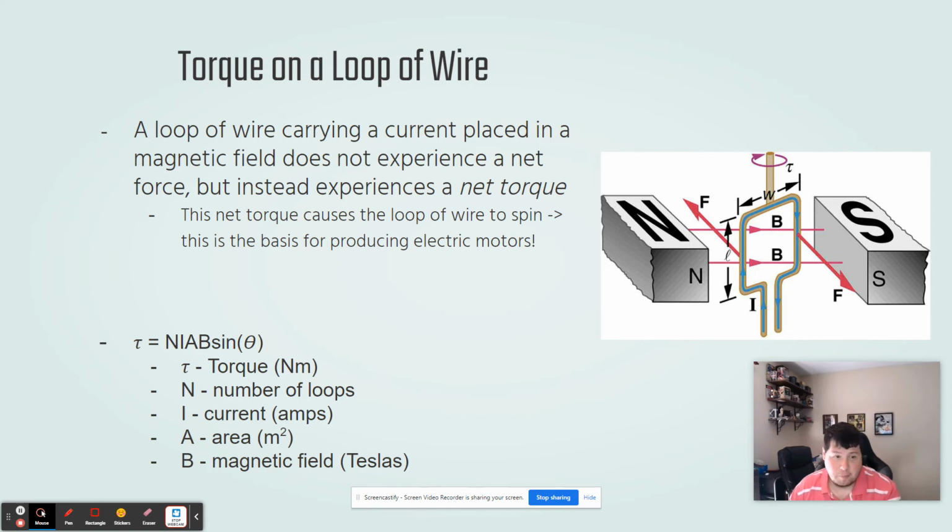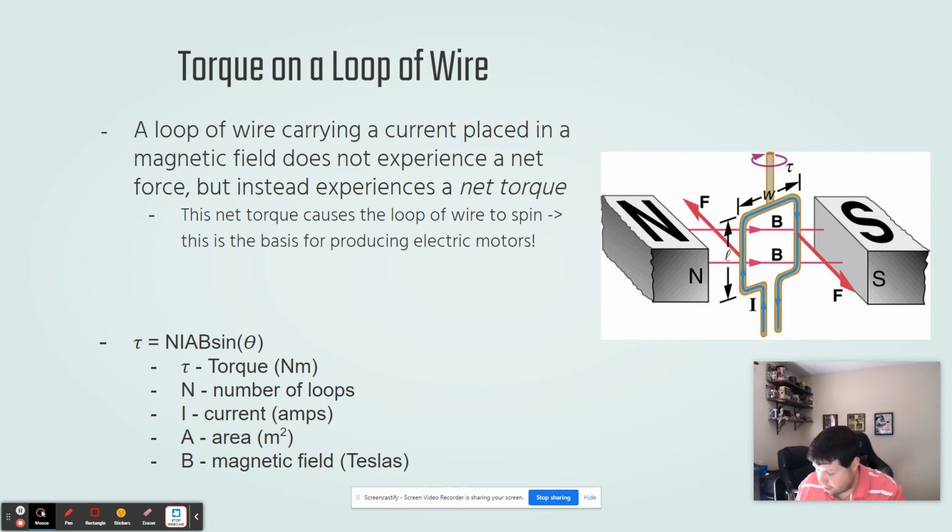This is the basis for producing electrical motors. So the way that you turn electricity into mechanical energy is you run a current through a loop of wire in a magnet, and then you can actually make that loop spin, and then you can use that spinning to produce all sorts of different devices that depend on a motor, which is pretty cool.